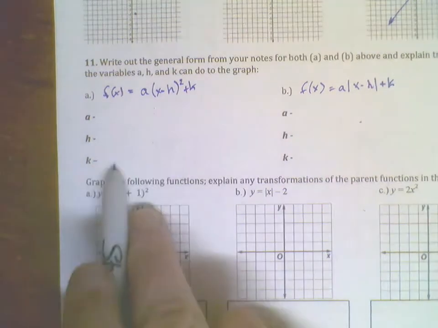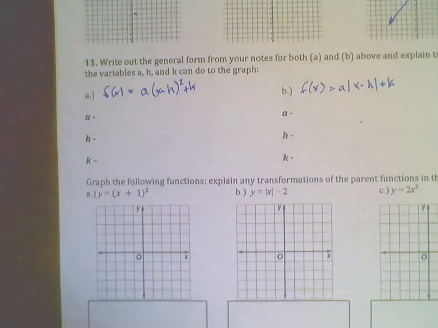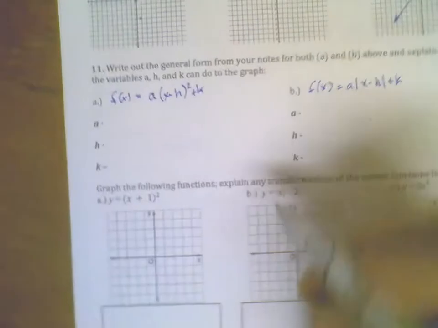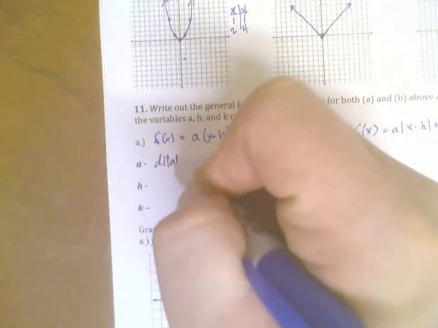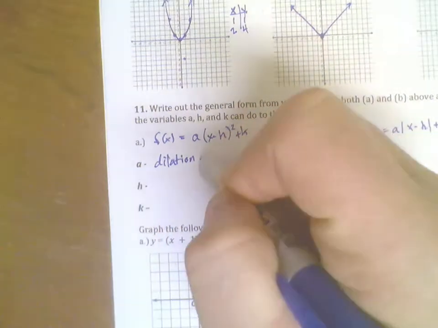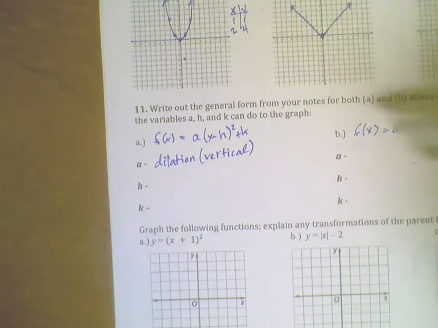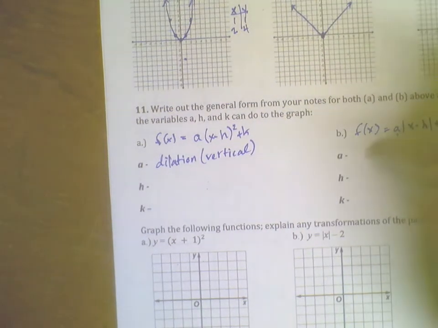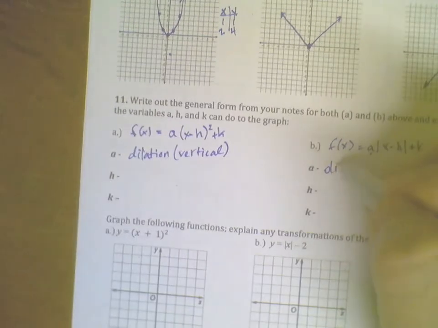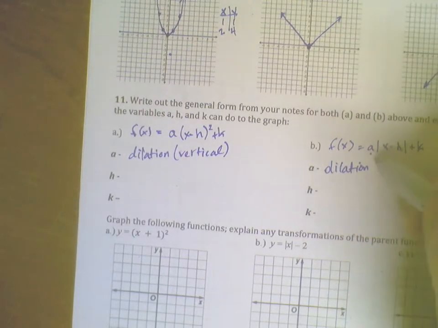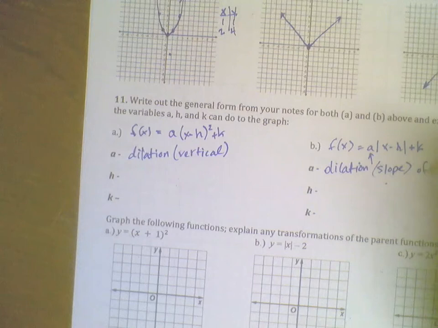So I'm just going to fill out one of these because a, h, and k do the same thing. a is going to be your dilation factor. Okay, a controls dilation, and here it's just vertical. That's all I'm going to give you. I'm not going to try to trick you with the horizontal stuff. a is dilation over here also. But remember, when you're graphing these, that is also the slope of your lines or your absolute value function.